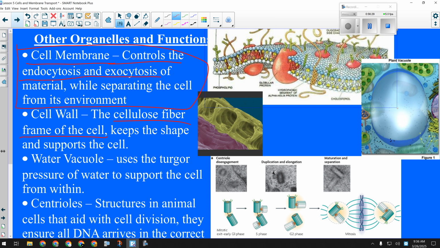There you go. Fiber is important. We can't digest it, we don't get any nutritional value out of it, but it's important for our digestive health.